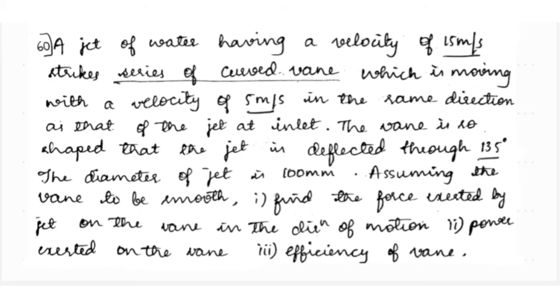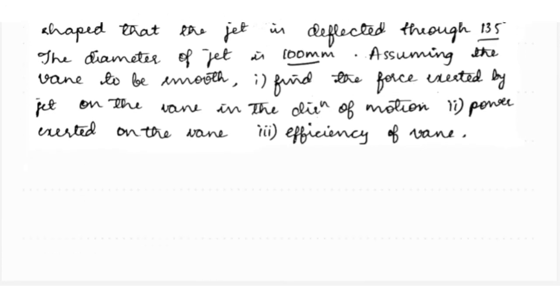The diameter of jet is 100 mm. Assuming the vane to be smooth, find the force exerted by jet on the vane in the direction of motion. Second one is power exerted on the vane, and third one is efficiency of vane. So let us write down the given data here.